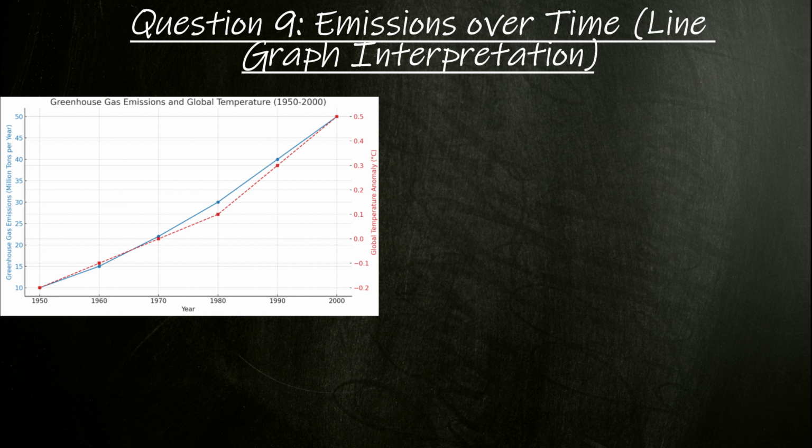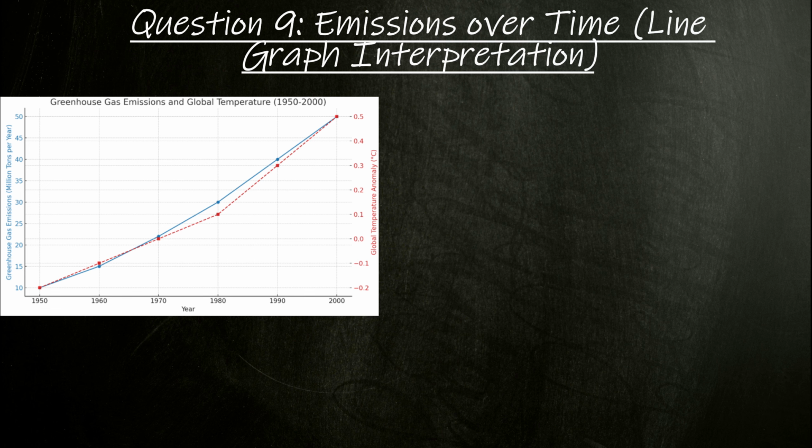Now, let's focus on the 2 lines in the graph. The blue line represents greenhouse gas emissions. It starts low in 1950 and steadily rises over time, meaning emissions have been increasing. The red dashed line represents global temperatures, and just like emissions, it also moves upward, showing that temperatures have been increasing over the same period. So what does this tell us? Both greenhouse gas emissions and global temperatures have gone up over time. This means there is a correlation, meaning they seem to be increasing together.